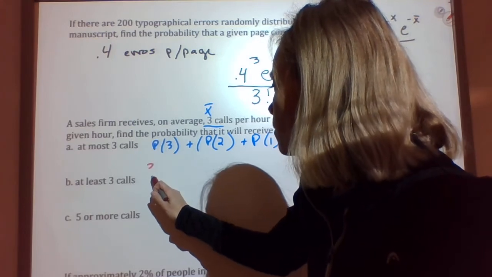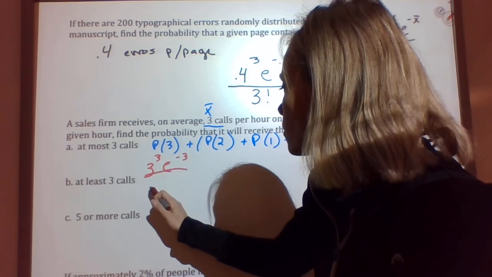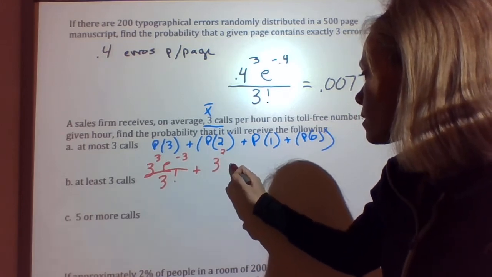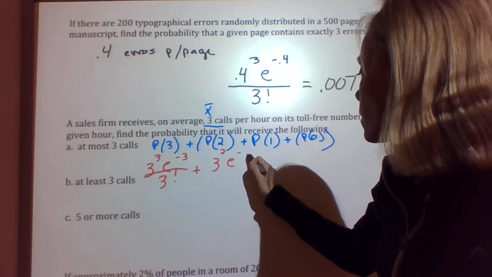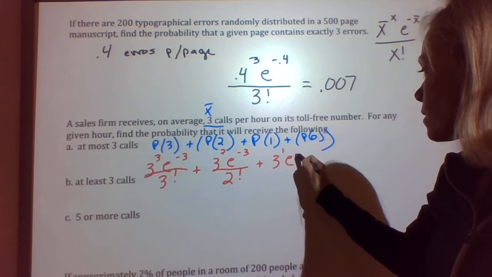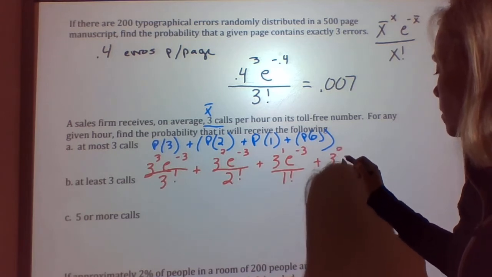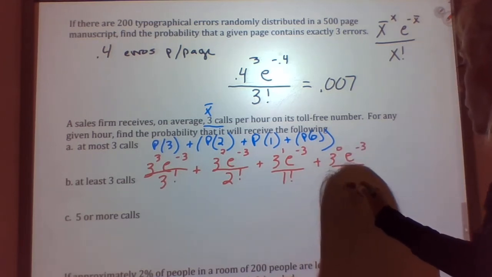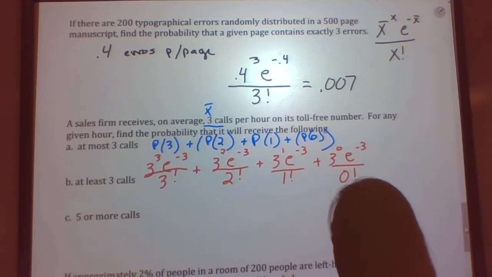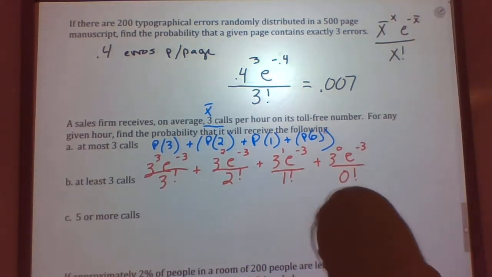So this one would be 3 to the 3 times e to the negative 3 over 3 factorial. Plus 3 to the second times e to the negative 3 over 2 factorial. Plus 3 to the 1 times e to the negative 3 over 1 factorial. And 3 to the 0 times e to the negative 3 over 0 factorial. You notice the only thing that's changing is the x, the power and the factorial in the denominator.